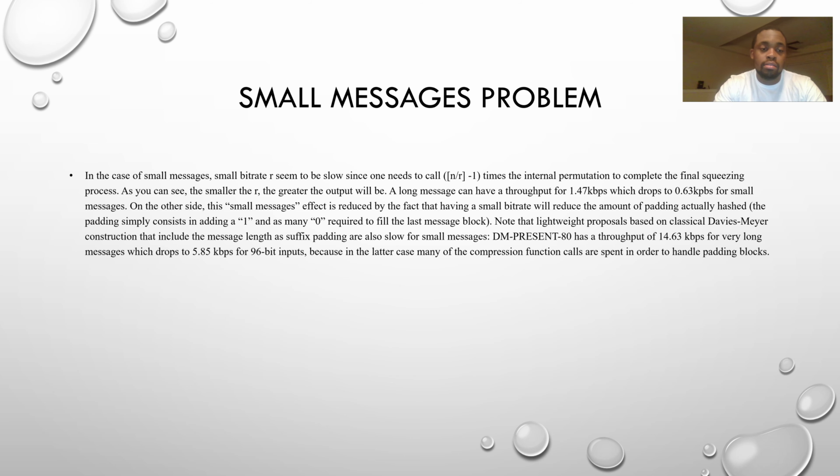The padding simply consists of adding a 1 or a 0 to basically fill the last message block. Note that the lightweight proposal based off the classic Davies-Meyer, the DM-Present 80, has a throughput of 14.63 kilobits per second for a very long message, which drops to 5.85 kilobits per second for a 96-bit input message, because in the latter case, many of the compression function calls are spent in order to handle padding blocks.